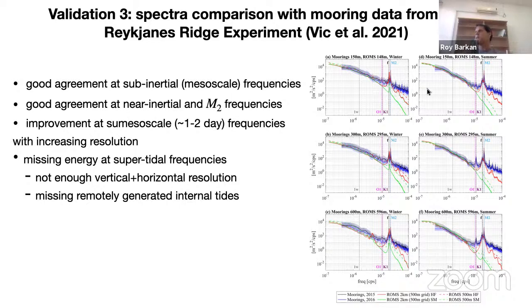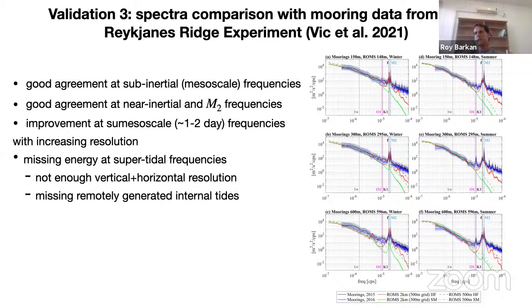We're underestimating the continuum in all of these solutions. This is probably because we lack both horizontal and vertical resolution, and also because we don't have remotely generated internal tides in these solutions, which is a topic for a different talk. You can see that the solutions that have no internal waves, these green lines here, are well below the solutions with internal waves, specifically at these super-inertial frequencies, as one would expect. What's hard to see here, especially with such a short time, is that there are actually important differences at these mesoscale timescales, if you like, in terms of the energetics.